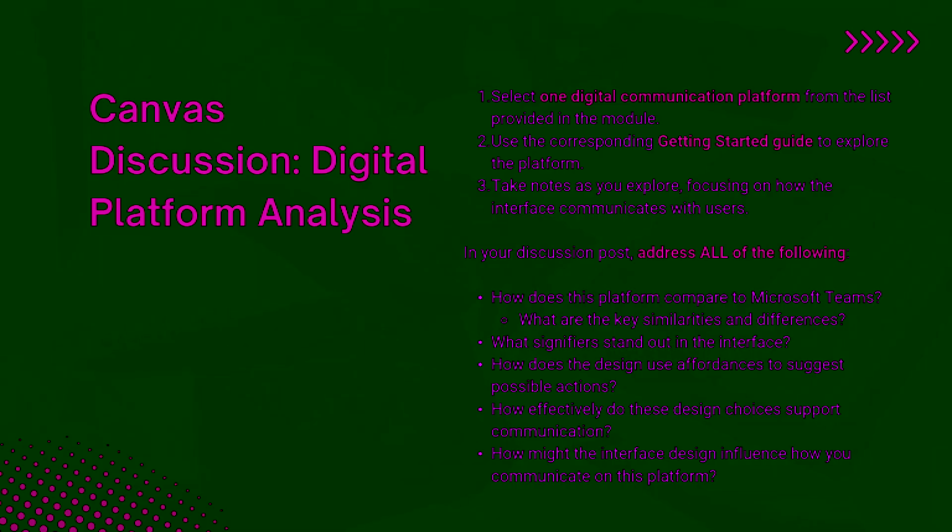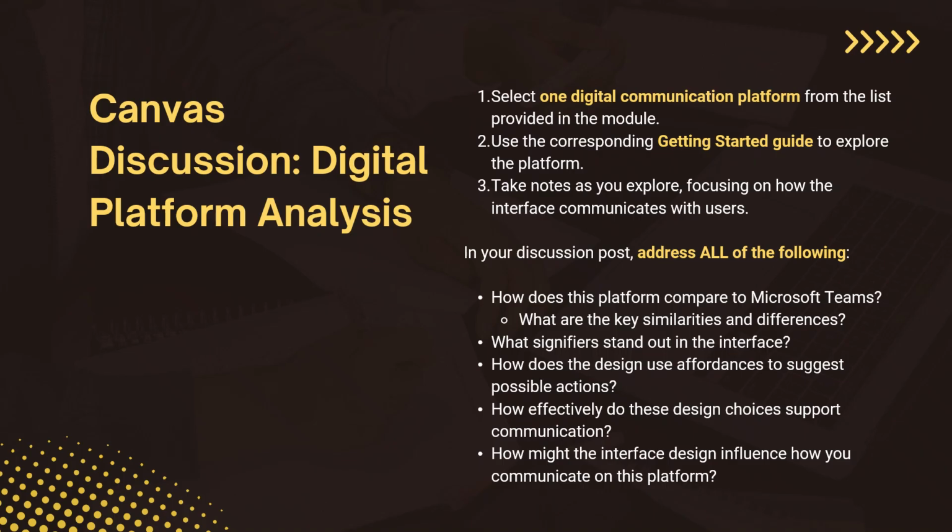In other words, we're asking, how does the design of a platform guide the way people communicate? For this assignment, you're going to complete a digital platform analysis by first selecting one communication platform from the list provided in the module. You'll then explore that platform using the Get Started guide and examine how the interface communicates with users. As you explore the platform, take notes about what you observe. Think about things like, what actions are obvious? What actions require more effort to find? What visual cues guide you through the interface?